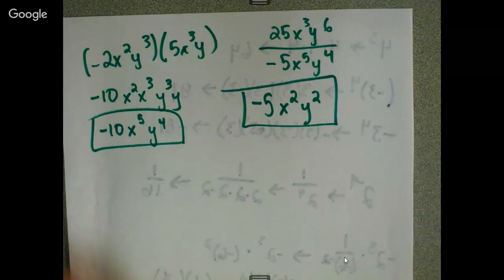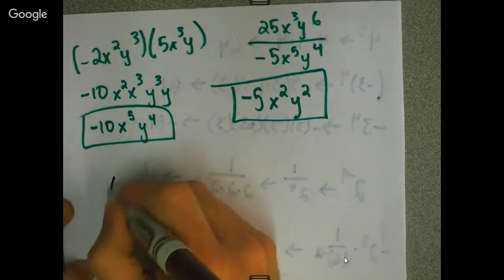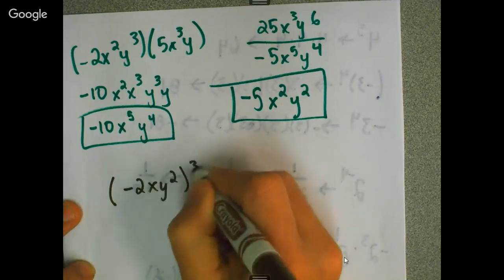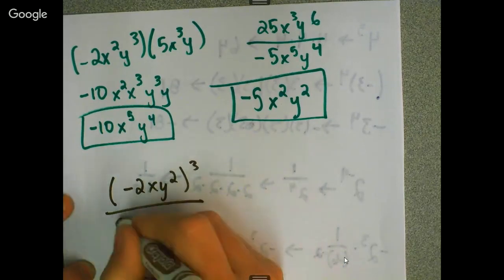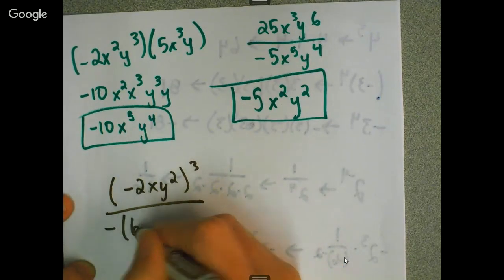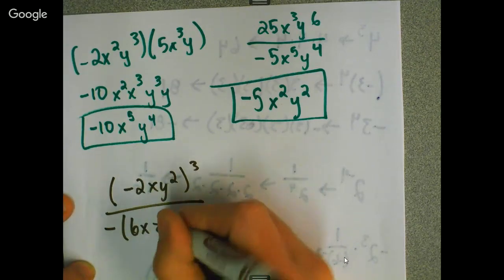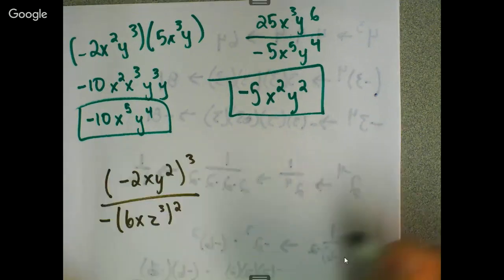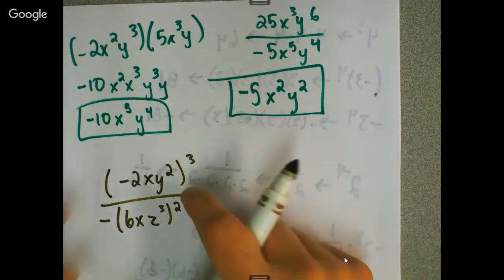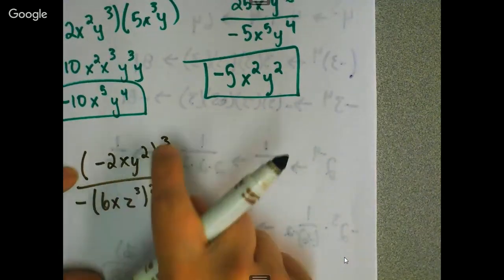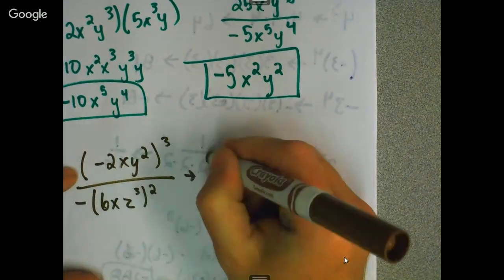Okay, let's get a little bit more difficult one here. Let's say negative 2xy squared to the third over negative 6xz to the third squared. Okay, so with this extra power up here, this tells me that this appears 3 times. So I'm going to write it out 3 times.